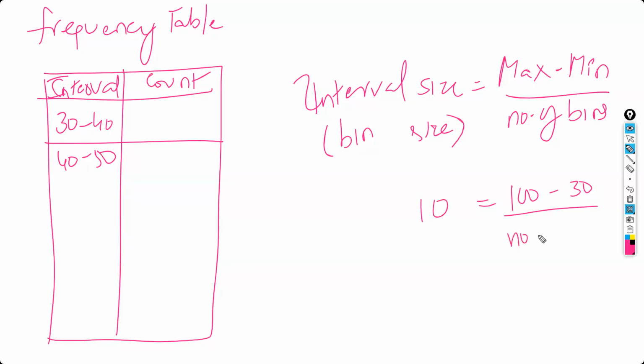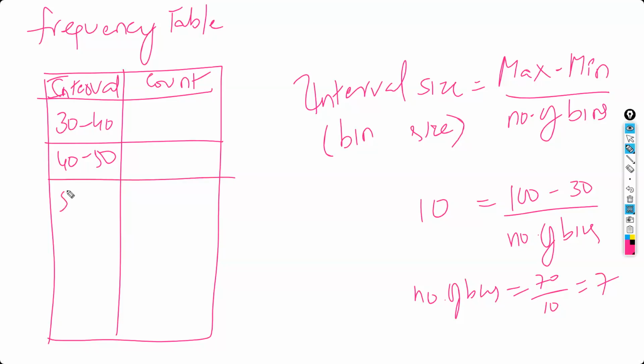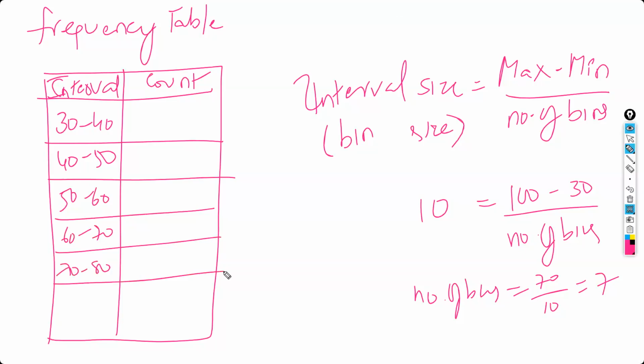Then automatically the number of bins will be equal to how many? The number of bins will be 70 divided by 10, which is 7. What is meant by bins? It means the number of these intervals: 50 to 60, 60 to 70, 70 to 80, 80 to 90, 90 to 100.